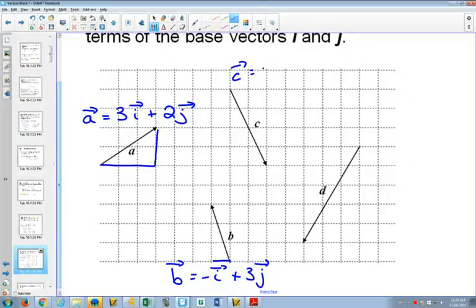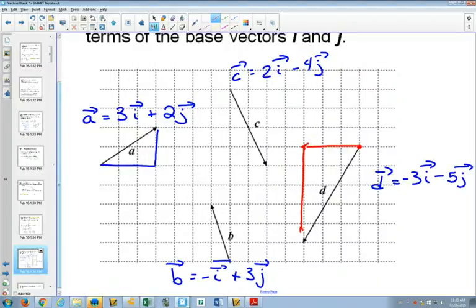All right, vector C is 2i minus 4j, and vector D is equal to minus 3i minus 1, 2, 3, 4, 5j. So there's an arrowhead on our vectors, so that means when we're figuring out how we're going to count, this is where we're starting. We're going 3 in this direction and then 5 down. So that's why both of those are negative.